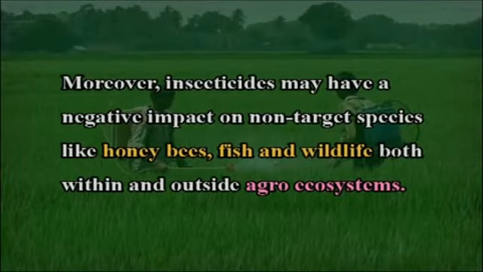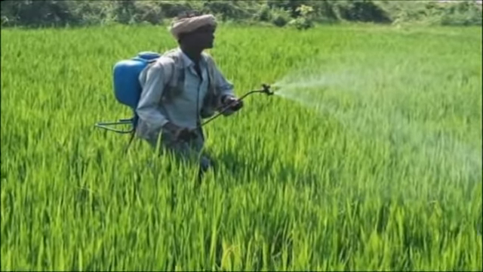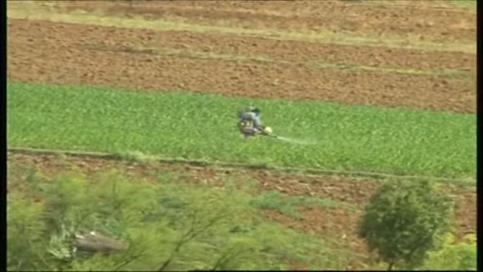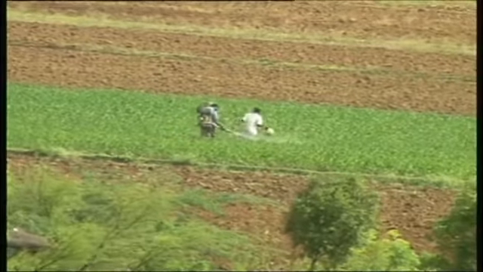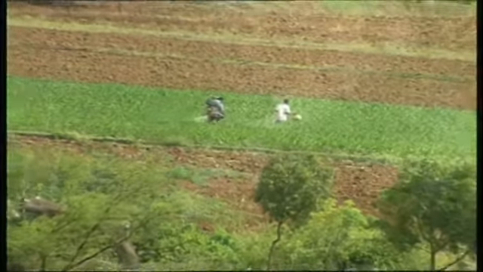Moreover, insecticides may have a negative impact on non-target species like honeybees, fish and wildlife both within and outside agroecosystems. Furthermore, insecticides present risks to the users. Many insecticidal compounds are highly toxic to humans and can injure or kill when applied improperly.